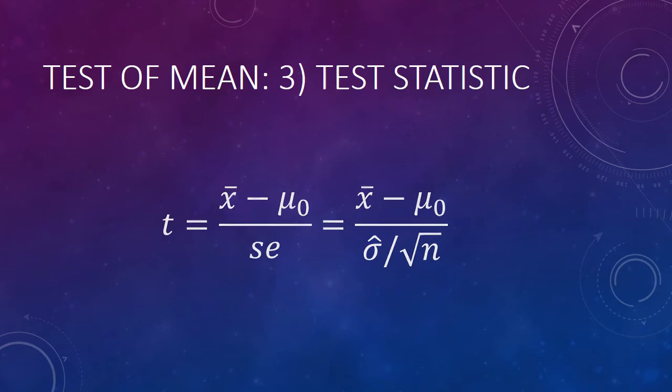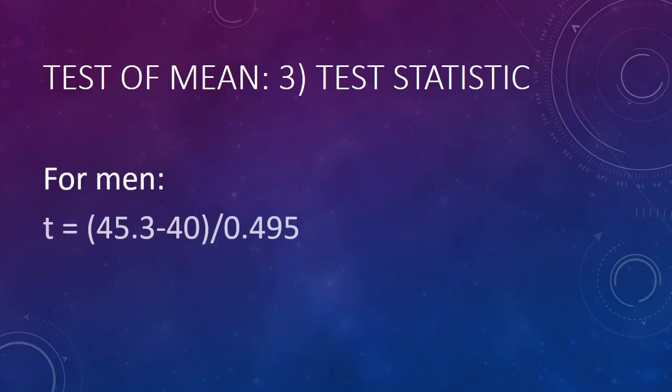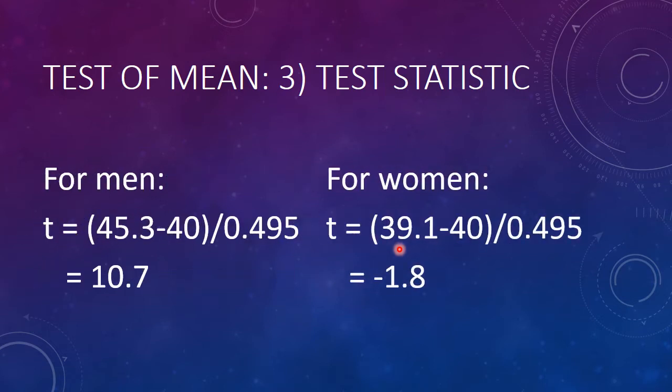In our example, for the men, our test statistic t is 45.3, that's the sample mean, minus 40, that's the value from our null hypothesis, divided by 0.495, that's what you get for the standard error. And if we simplify that, we get 10.7 as our test statistic. For women, our test statistic t is the difference 39.1, that was the sample mean for women, minus 40, that was our null hypothesis value, and we divide by 0.495. So it happens that the standard error for men and women is the same in this example. When we simplify that, we get a test statistic for women of negative 1.8.